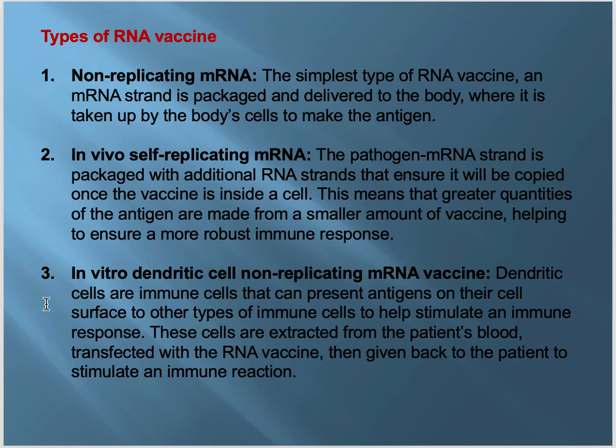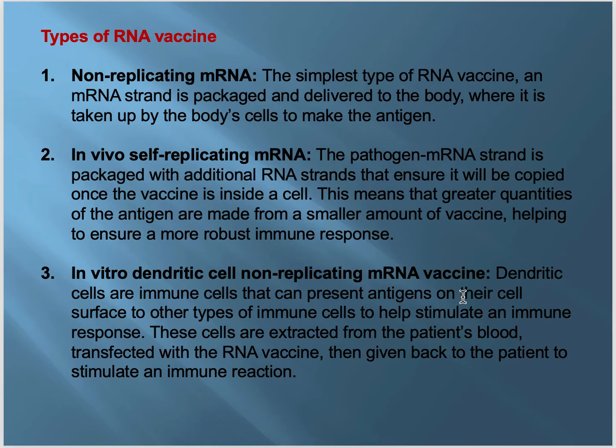Then another type of RNA vaccine is the in vitro dendritic cell non-replicating messenger RNA vaccine. In this case, dendritic cells are immune cells that can present antigens on their cell surface to other types of immune cells to help stimulate an immune response. So these cells are extracted from the patient's blood, transfected with RNA vaccine, then given back to the patient to stimulate an immune reaction.